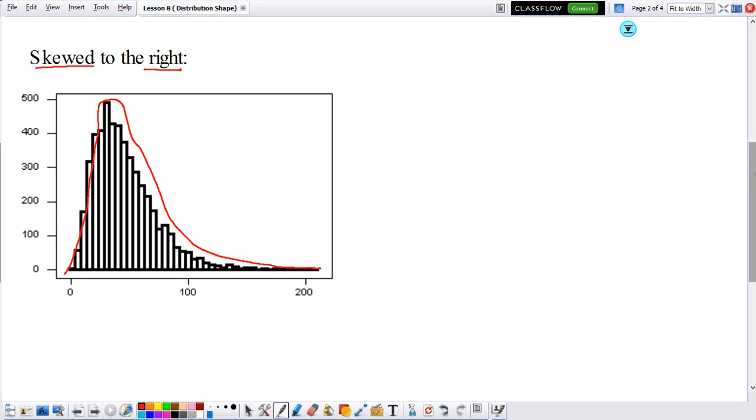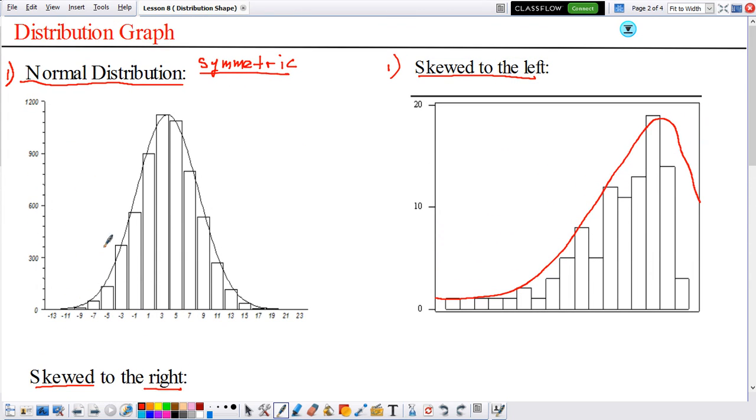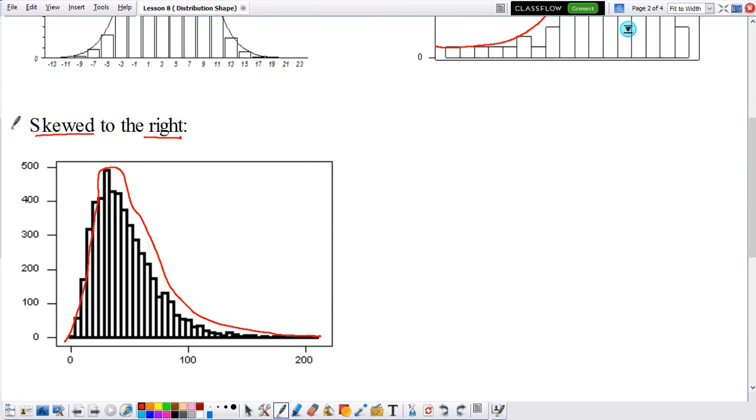So let's just review real quick here. If the highest point or the mountain is somewhere in the middle, then we're going to call that a normal distribution because it's symmetric. If the highest point is somewhere all the way to the right side of it, then we're going to call that skewed to the left. And the opposite, which is the third type of distribution shape, we're going to call that skewed to the right if the mountain is occurring all the way to the left.